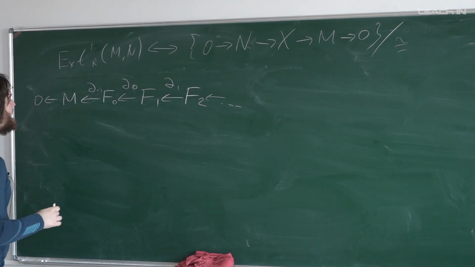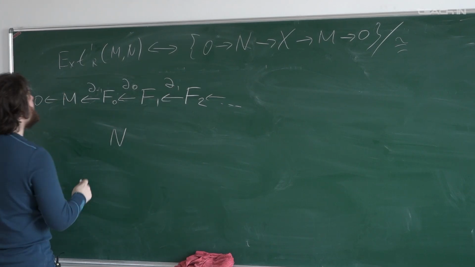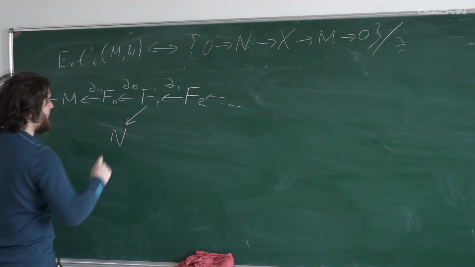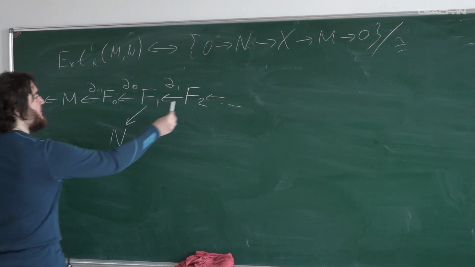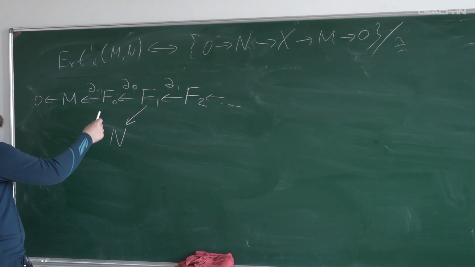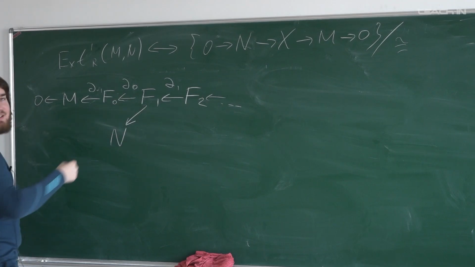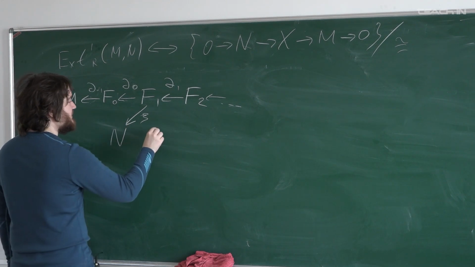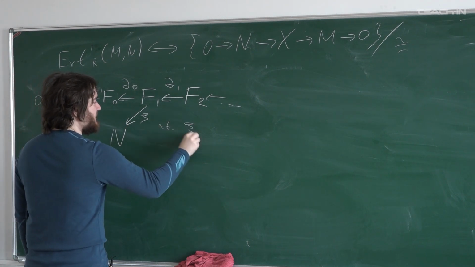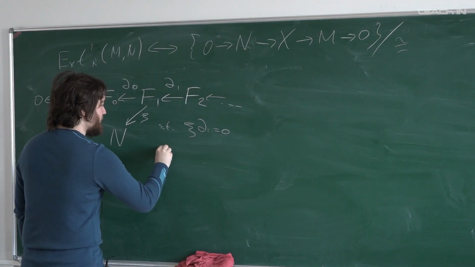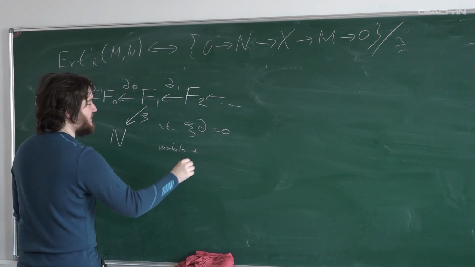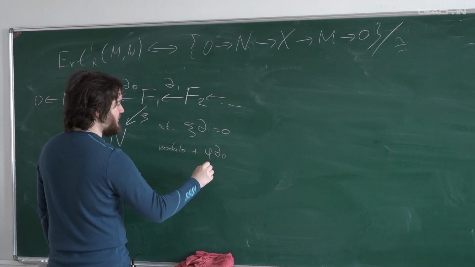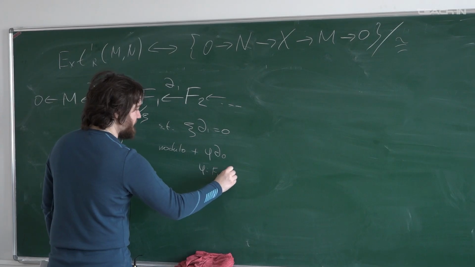I don't remember. And if we have N, then an element from Ext^1 from M to N is a homomorphism from F1 to N such that this composition is 0, modulo this composition. It's some xi such that xi d1 is 0, modulo plus phi d0, where phi is from F0 to N.